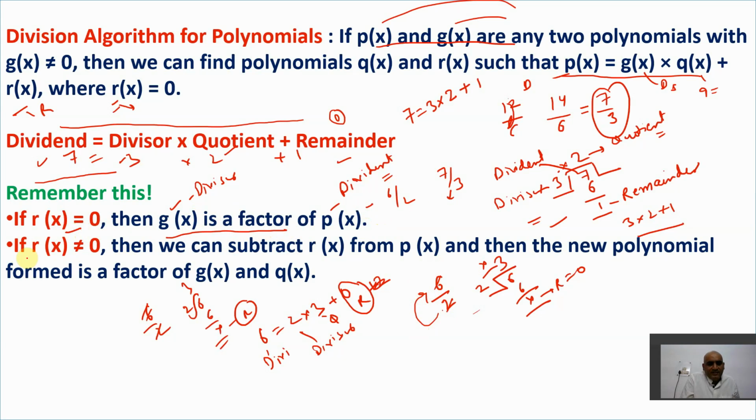But if he says the remainder is not 0, then what will happen? If the remainder is not 0, we can subtract the remainder from the dividend, and the new polynomial formed is a factor of gx and qx. Let's say this is 7 by 2. 2 3s are 6, remainder is 1. Now understand something.